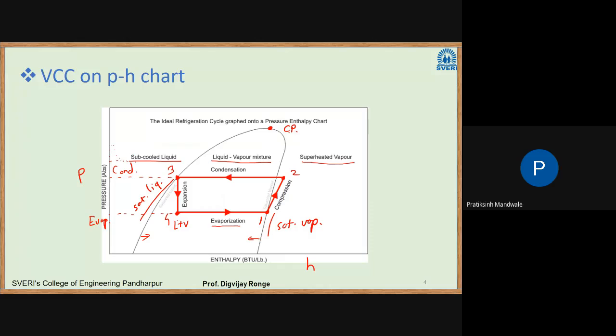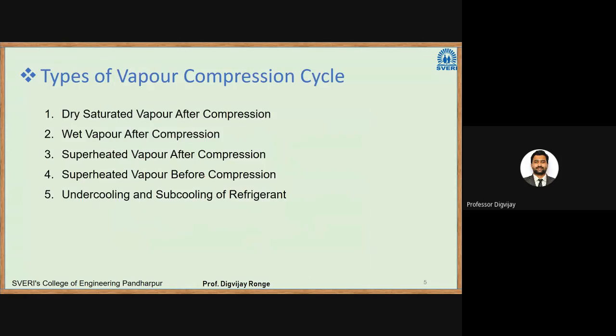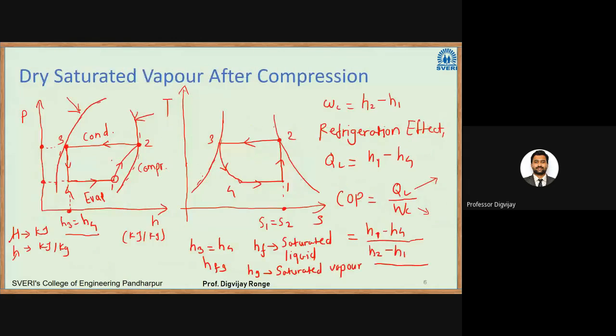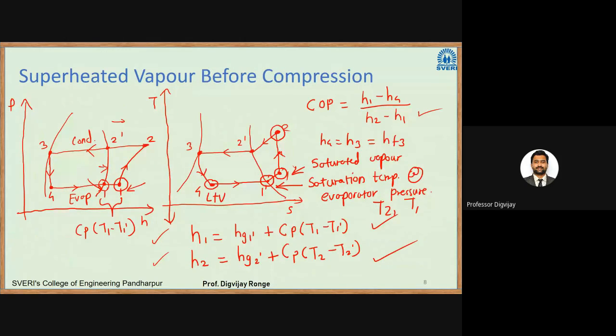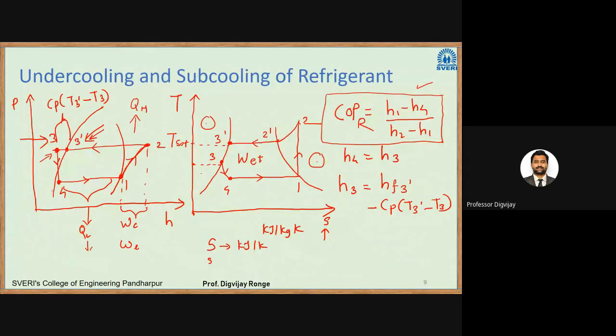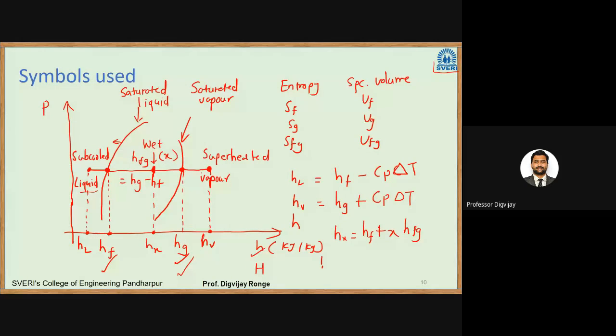Yes, sir. Okay. So this is the VCC on the pH chart. Then we gave some notations and symbols also. From this onwards, we saw some examples of it. We have different processes: dry saturated vapor after compression, superheated vapor after compression, superheated vapor before compression, and undercooling or subcooling of refrigerant. Then I showed you the symbols we are using while solving the numericals.